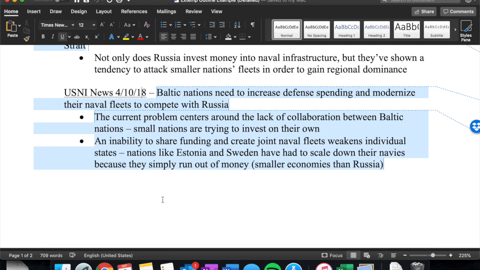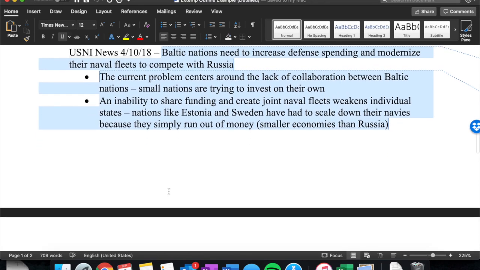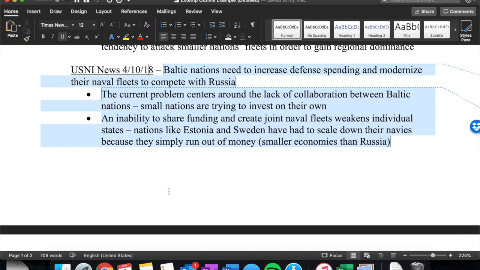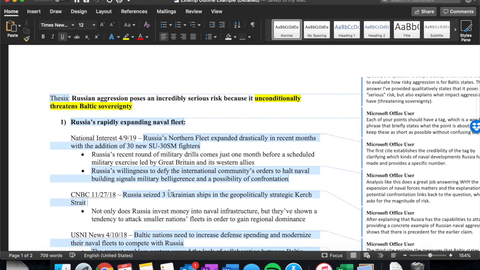It shows that Russia's military is expanding, which means that they're willing to defy international norms. They have already been seizing ships in that area, which shows that they're already posing a serious risk. And it argues that the Baltic nations are functionally powerless against Russian aggression because they do not have the ability to pool together their resources right now. So all of that is a very strong subpoint, and this is kind of the gold standard, what you're reaching towards in terms of the types of analysis that you want.